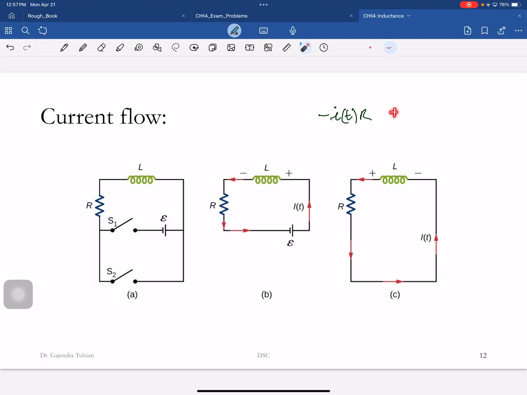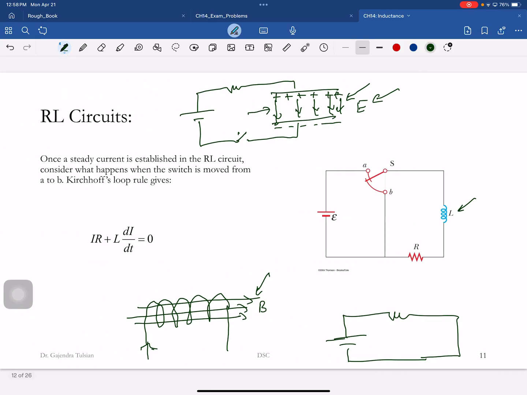So plus L times di by dt equal to 0, except that I is decreasing, so this is negative, and you want a positive term, so you make this negative L because I was decreasing. So it's ITR plus L di by dt is the equation. So there's the differential equation governing the behavior of I.